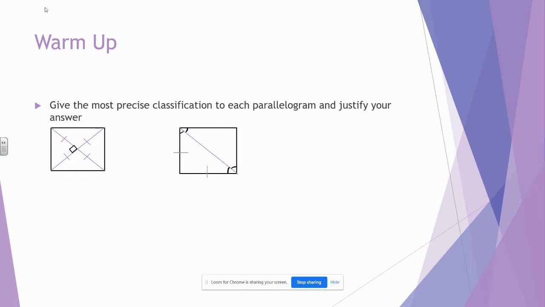I want you to give the most precise classification to each of these parallelograms and then justify your answer. So go ahead, pause the video, take a minute, give this a whirl, and then press play when you're done.